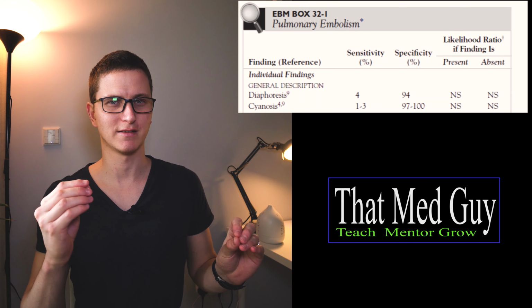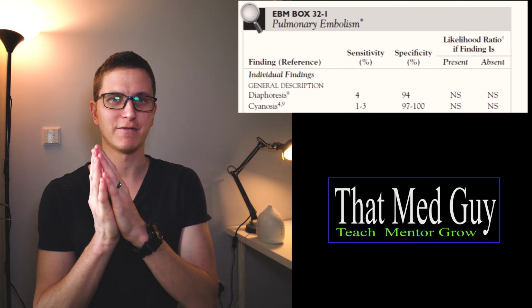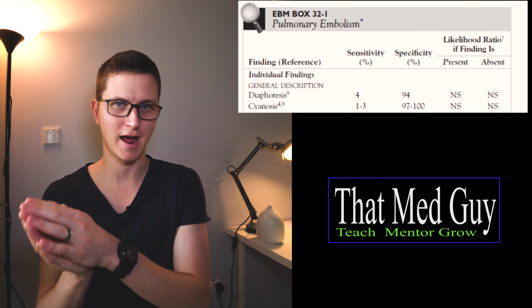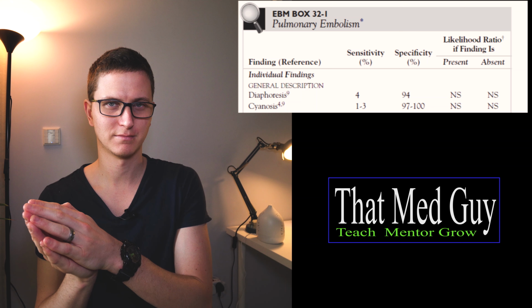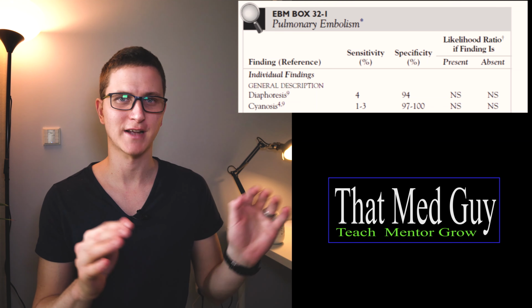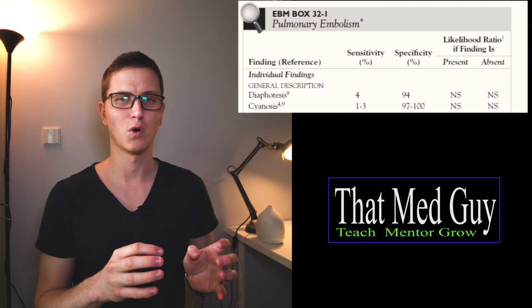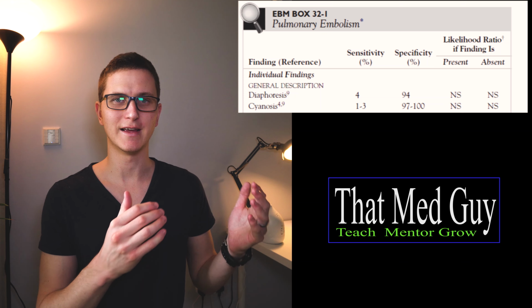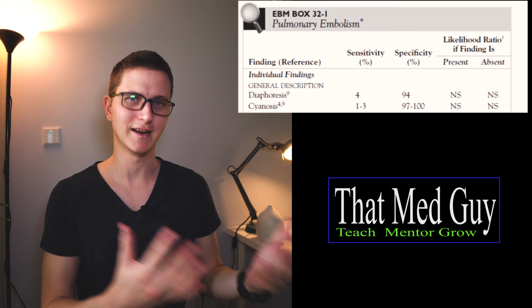So how do we make sense of that? What that means is that if they are not cyanotic, they do not have a pulmonary embolism, which sounds a bit confusing. It means that the absence of cyanosis almost rules out a pulmonary embolism. But if there is cyanosis, it doesn't rule in a pulmonary embolism.